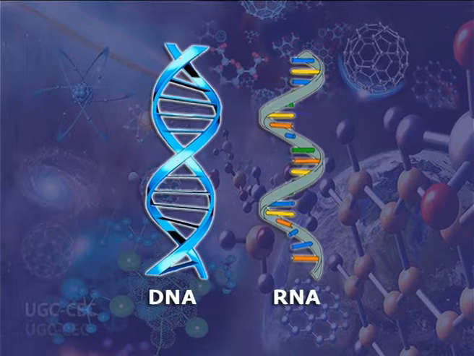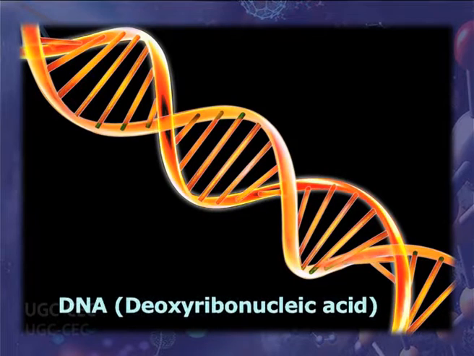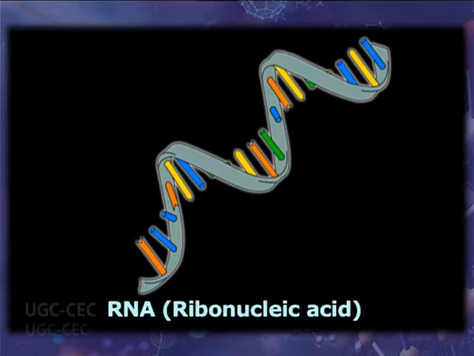Nucleic acids. A nucleic acid is an organic compound such as DNA or RNA that is built of small units called nucleotides. Many nucleotides bind together to form a chain called a polynucleotide. The nucleic acid DNA, that is deoxyribonucleic acid, consists of two polynucleotide chains. The nucleic acid RNA, that is ribonucleic acid, consists of just one polynucleotide chain.